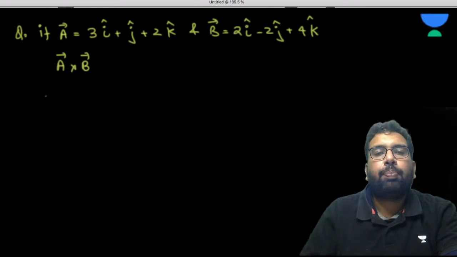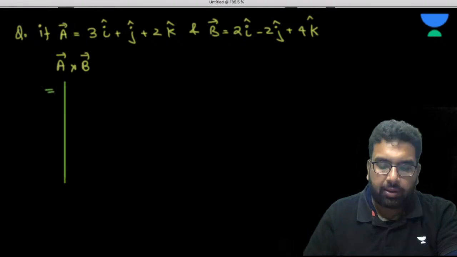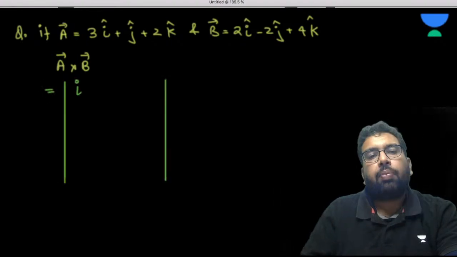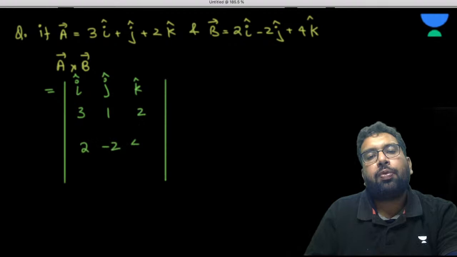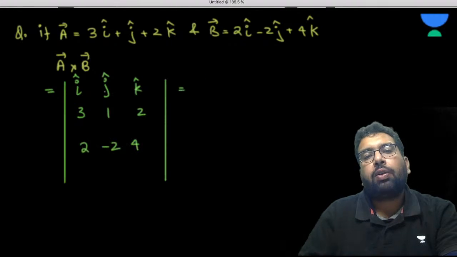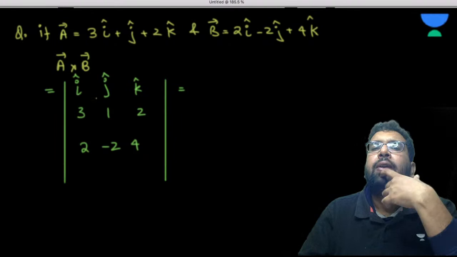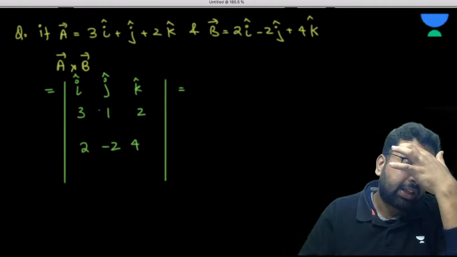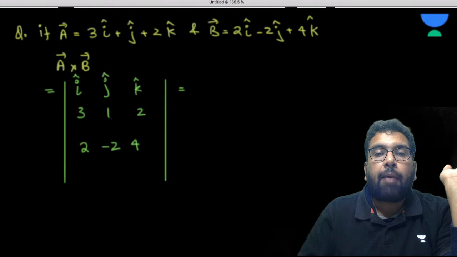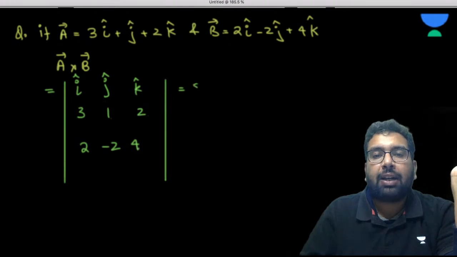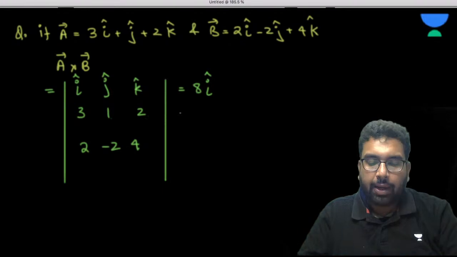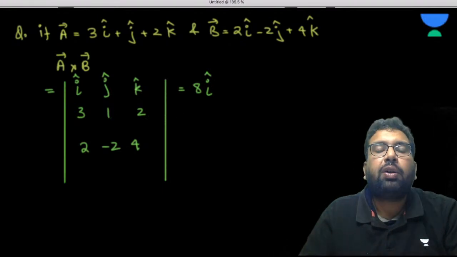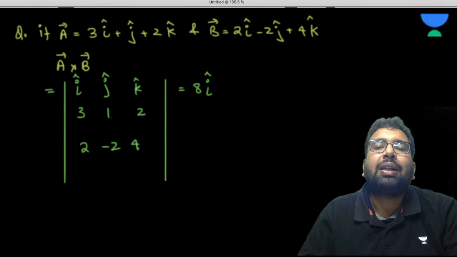Simply, just after seeing it, start writing in the determinant form. We'll write I cap, J cap, K cap, and then 3, 1, 2, and 2, minus 2, 4. Right away, you don't have to write everything. First thing will be plus I cap: 4 minus minus 4, so it will become 8 of I cap. Do it in your mind only. 1 into 4 is 4, minus 2 minus 2.